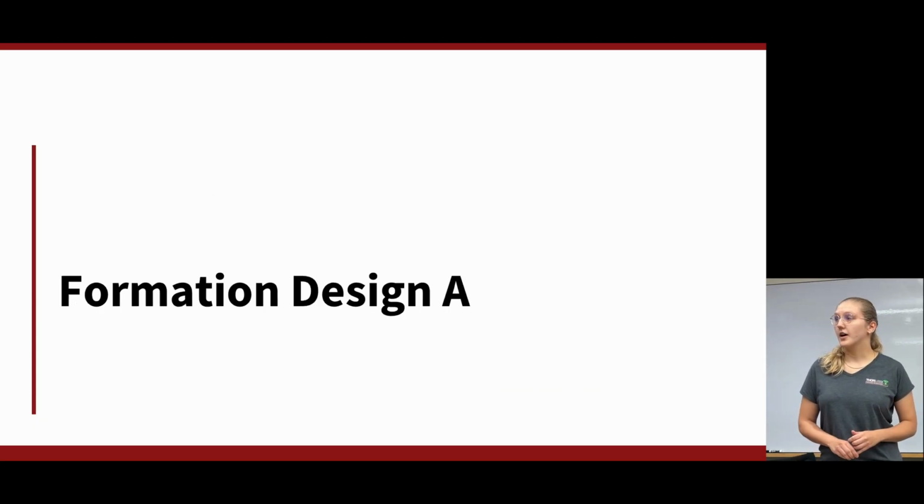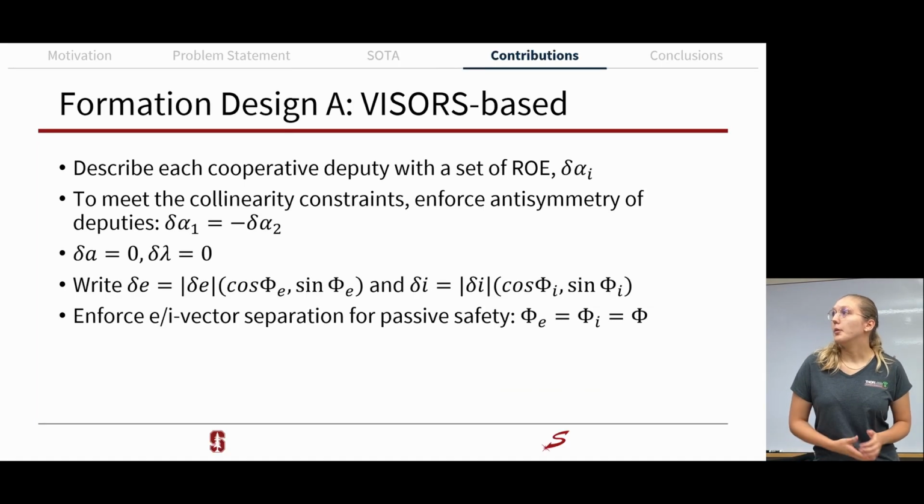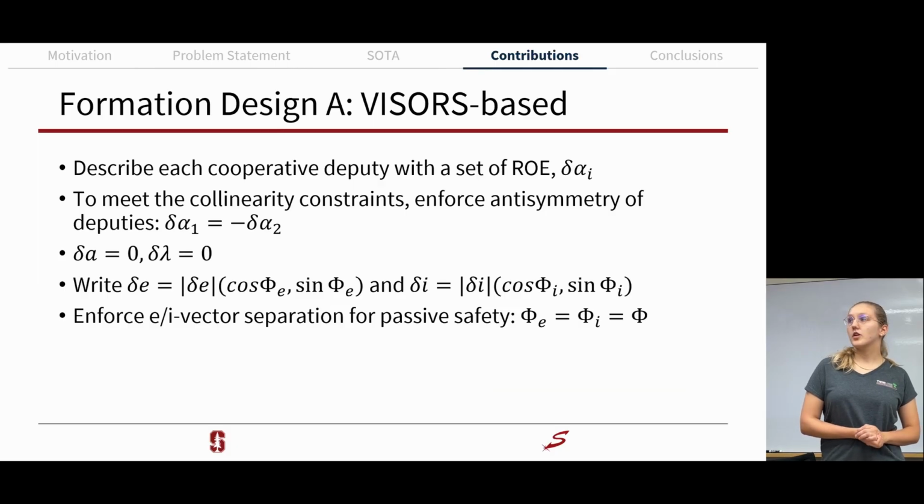So for today and what I've been up to over the past few weeks, the contributions that I've made were looking at different formation designs for achieving these goals. First one that I've just labeled formation design A here for ease of labeling follows closely the visors-based approach. First of all, let me say we describe each of our deputies with its own set of relative orbital elements, say delta alpha, and to meet the collinearity constraints in the linear frame, we enforce the anti-symmetry of these relative orbital elements. So one is the negative of the other.